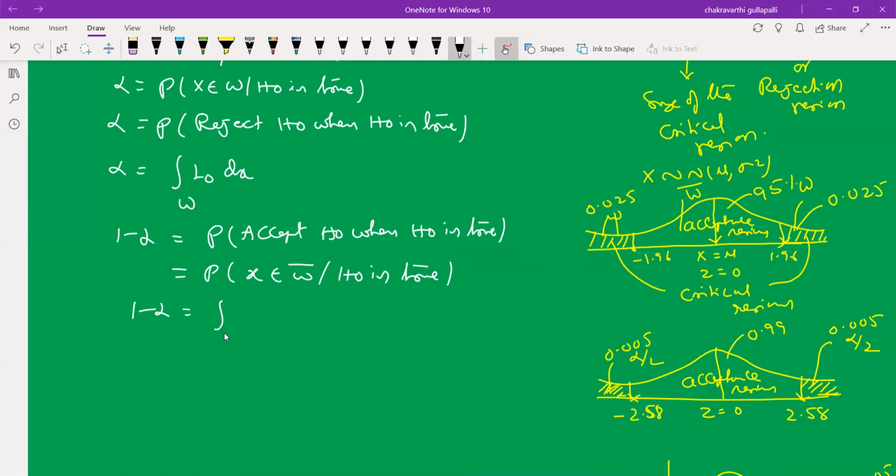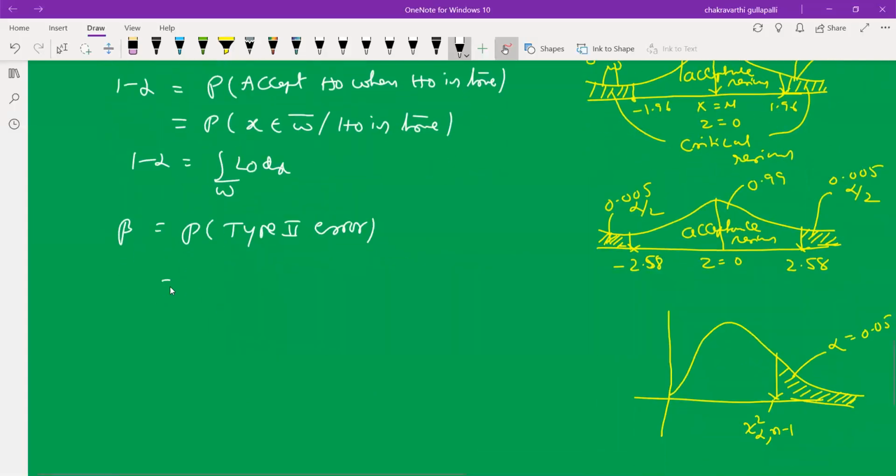So 1 minus alpha, the multiple integral for n sample observations, integral of W bar L naught dx. Beta is equal to the probability of type 2 error. The probability of type 2 error is called beta. This is the second error in testing of hypothesis. Alpha and beta are very important concepts for the share market. To buy or sell shares, you have to observe the alpha and beta risk factors. Based on the alpha and beta values, we decide to purchase or sell the shares in the market.